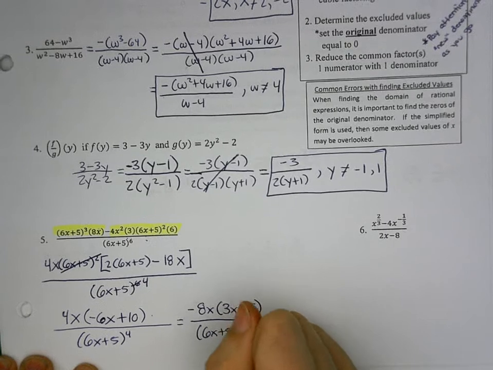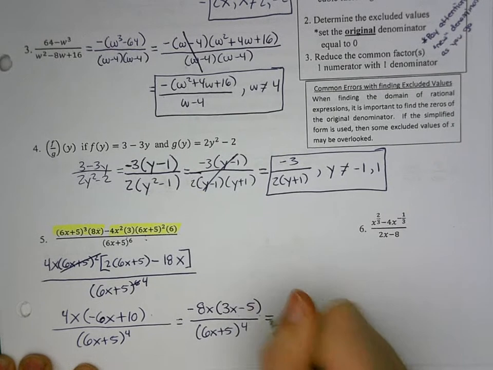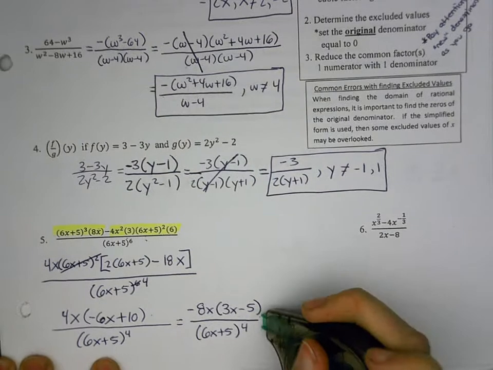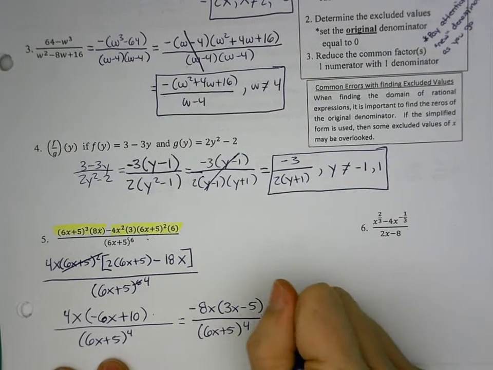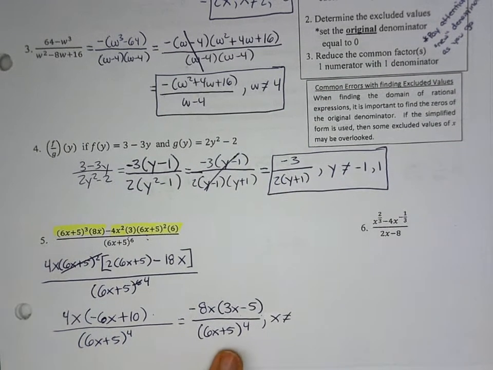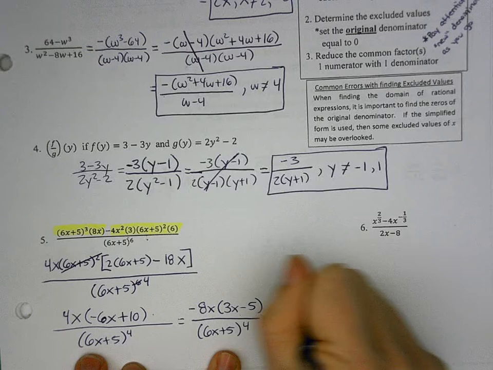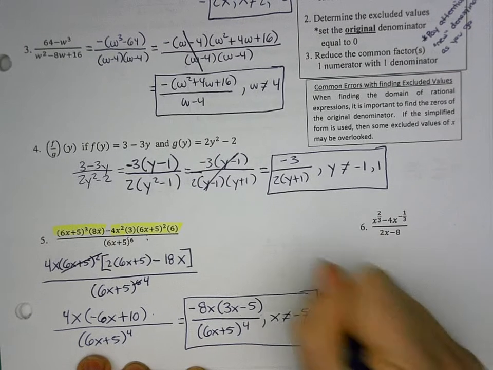So what I was saying is we actually only have 1 excluded value for this function. It would be that x cannot equal, what would make the denominator here equal 0? That would be negative 5/6. Okay.